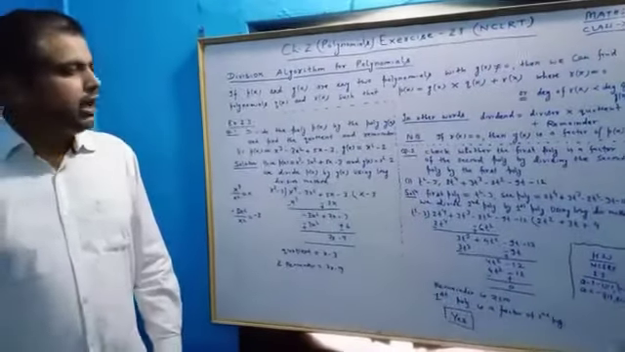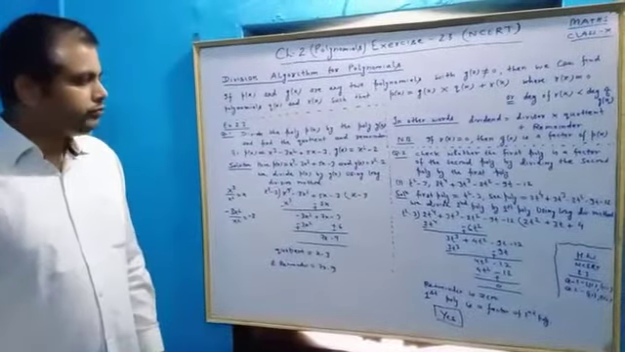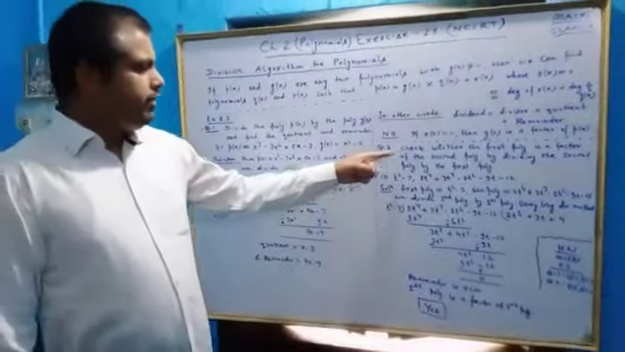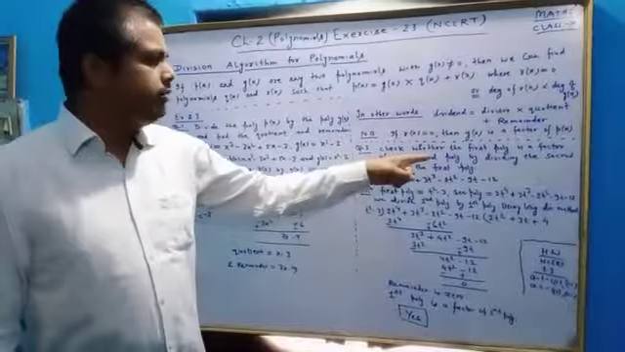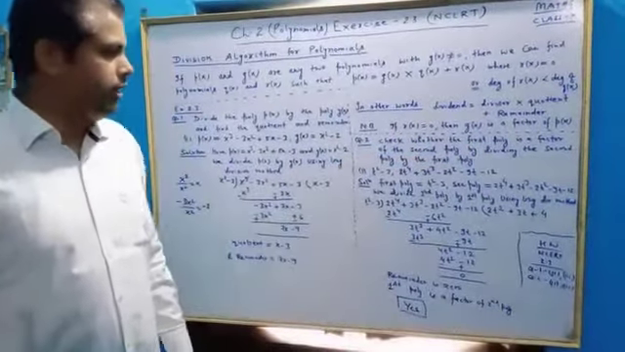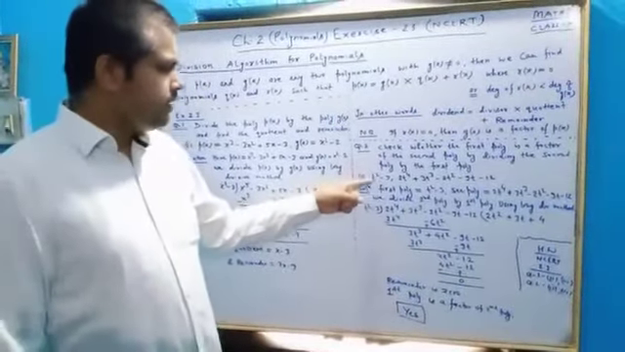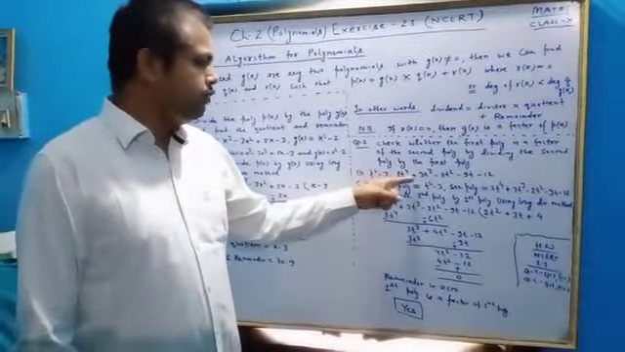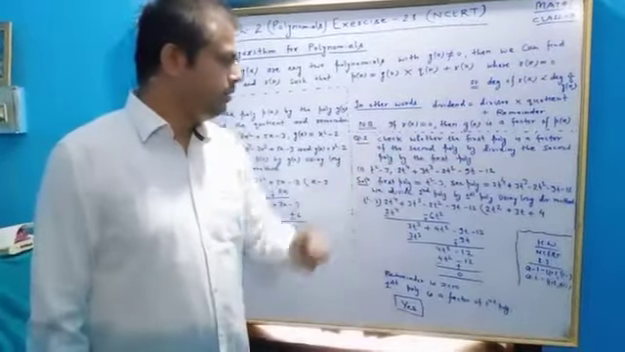So students, now we proceed to question number 2. In this question, our problem is: check whether the first polynomial is a factor of the second polynomial by dividing the second polynomial by the first polynomial. The given polynomials are t square minus 3 and 2t to the power 4 plus 3t cube minus 2t square minus 9t minus 12.